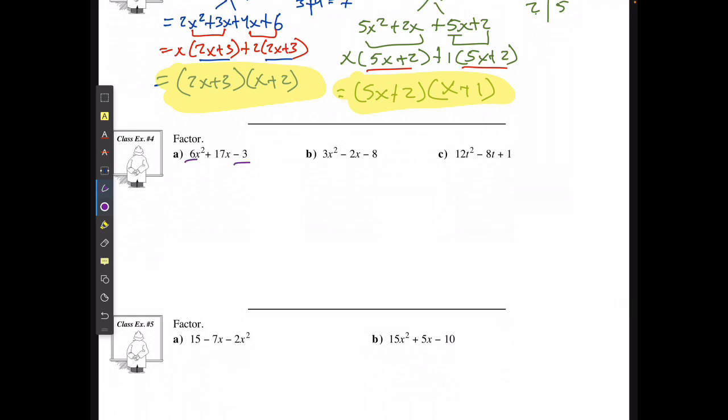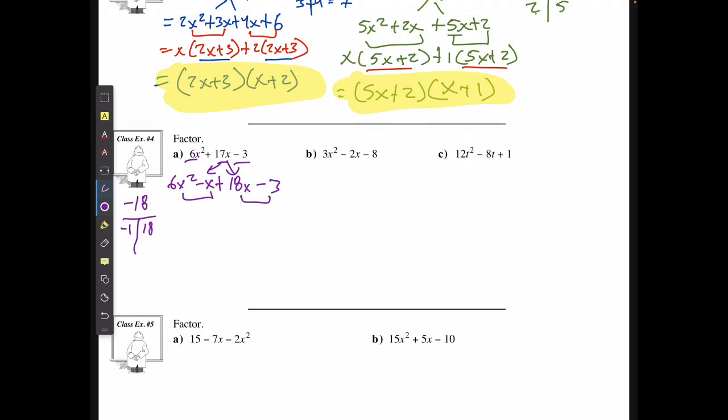6 times negative 3 is going to be negative 18. I need two factors of negative 18 that add up to positive 17. Well, that's going to give me negative 1 and positive 18. Multiply to make negative 18, but add up to 17. So I have 6x squared minus x plus 18x minus 3 when I split up that middle term.